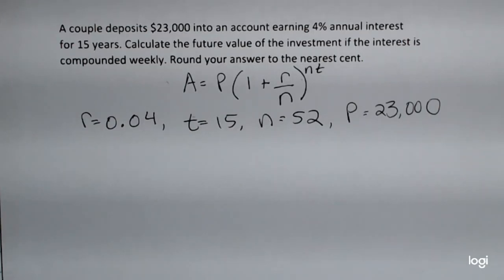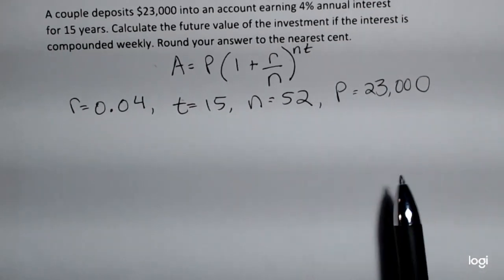This video is a basic example of compound interest. A couple deposits $23,000 into an account earning 4% annual interest for 15 years. Calculate the future value of the investment if the interest is compounded weekly.